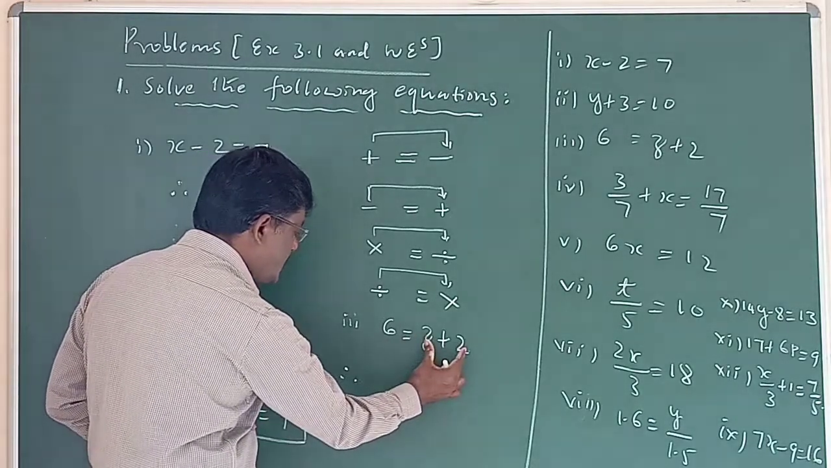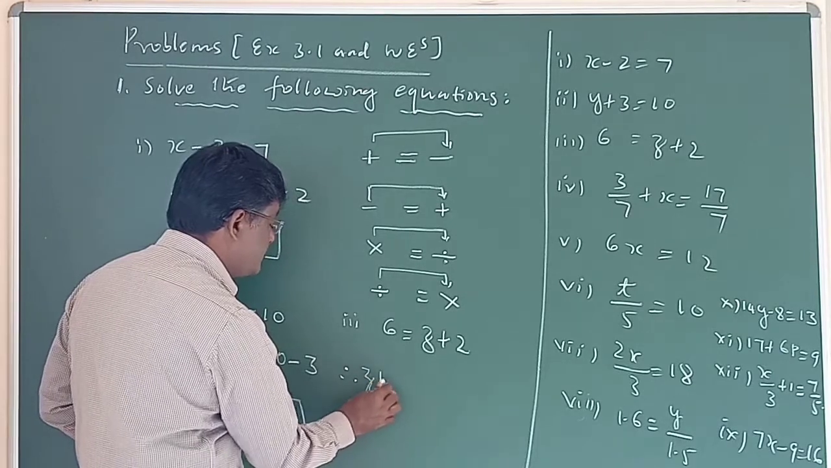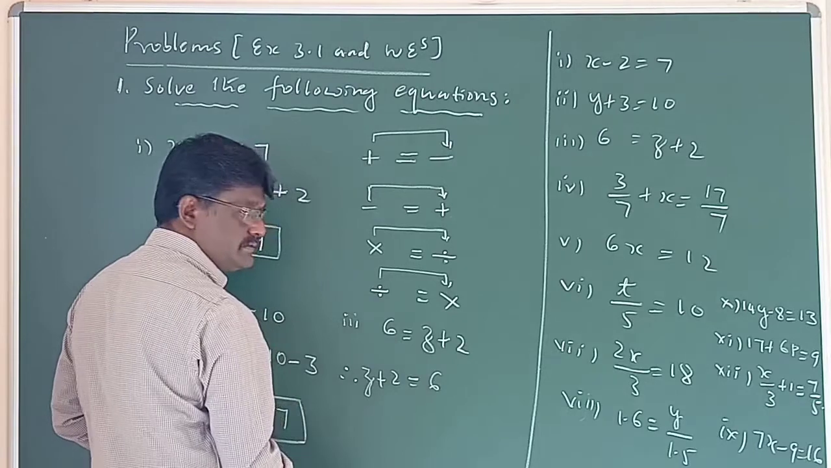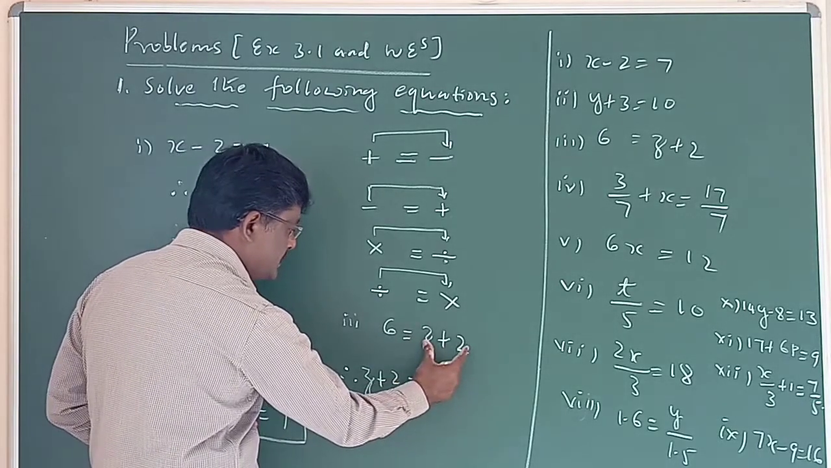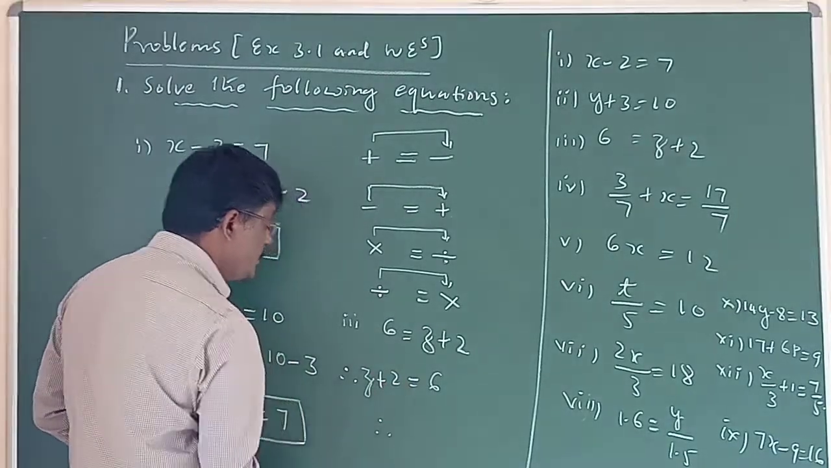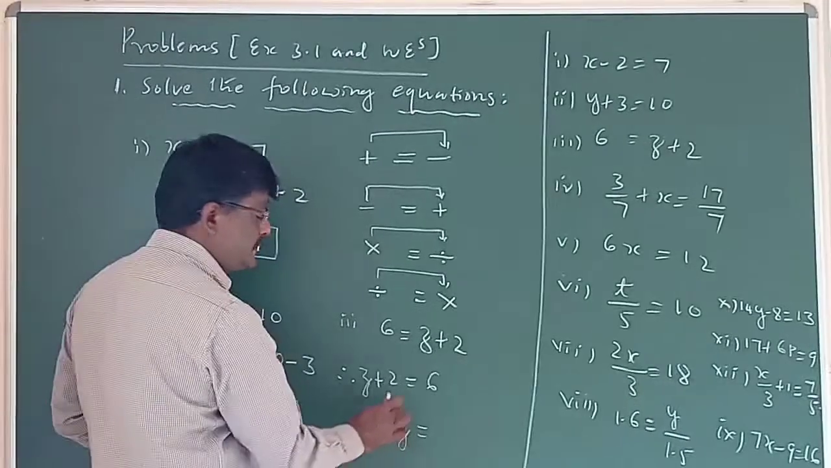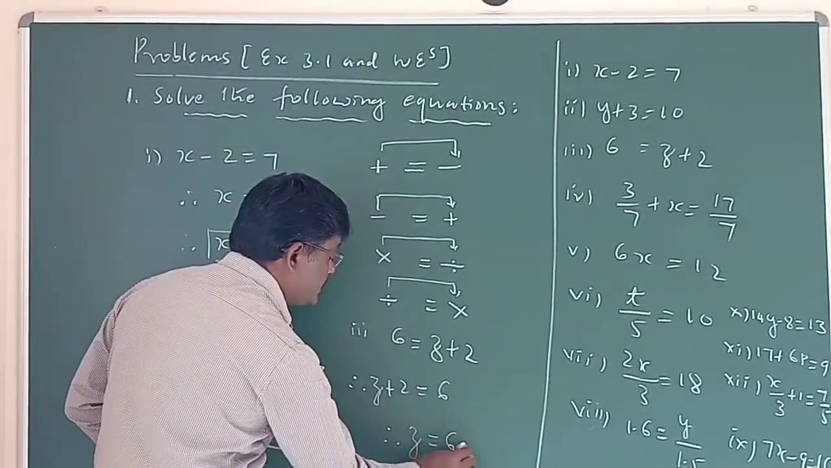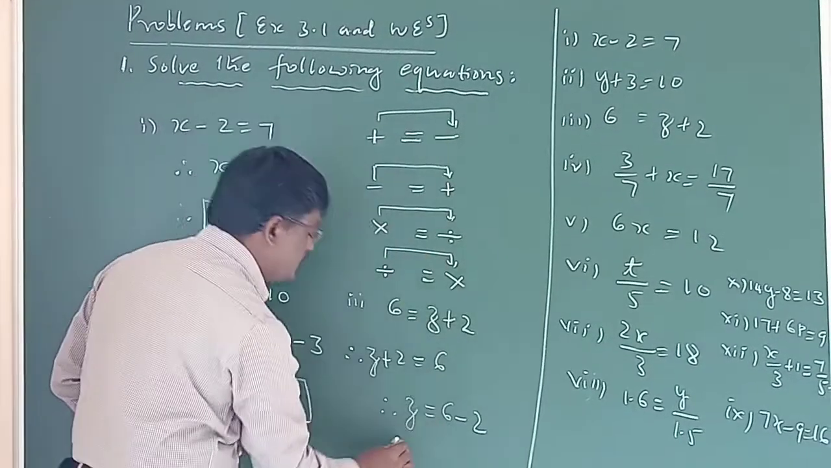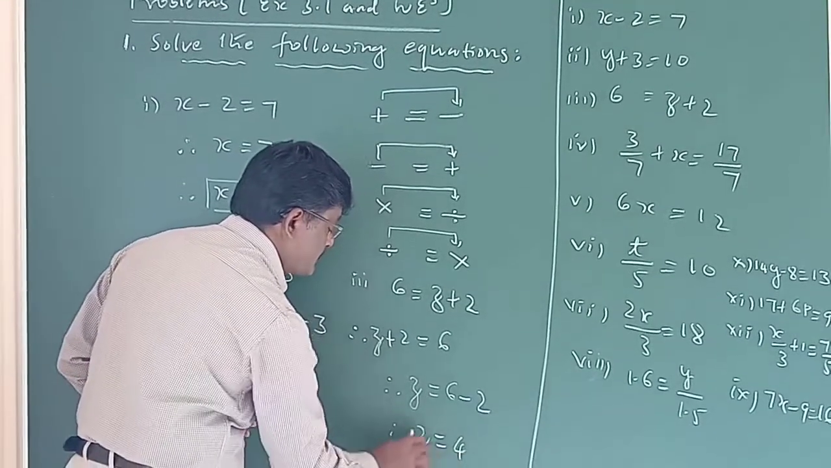Since here we have the unknown z plus 2, now think like this, children. z plus 2 equal to what? 6. I shifted it completely. z plus 2 equal to 6. Therefore, now which is unknown? z. We are sending the plus 2 across, so that plus 2 becomes minus. Therefore, z equal to 6 minus 2, which is 4.